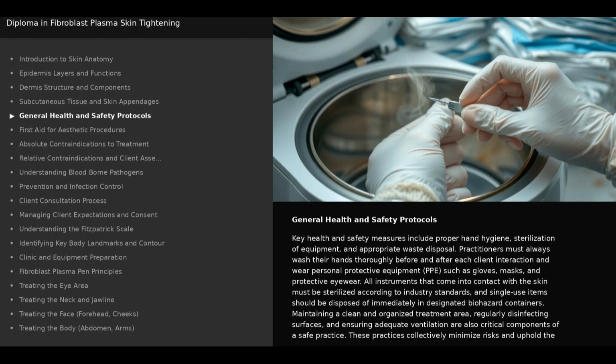Maintaining a clean and organized treatment area, regularly disinfecting surfaces, and ensuring adequate ventilation are also critical components of a safe practice. These practices collectively minimize risks and uphold the highest standards of care.